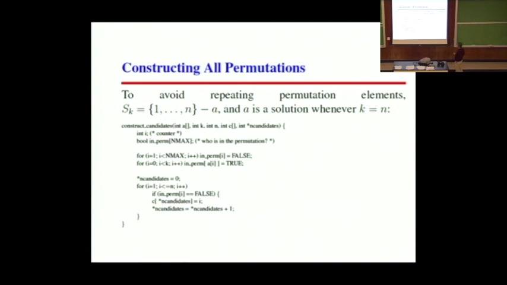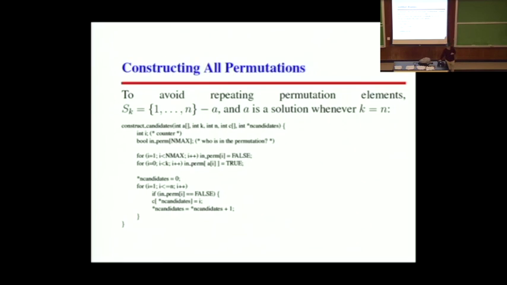For mine, I did the construct candidates the same way that he did. Basically, I set up a Boolean vector perm and said, is every item in the permutation? Originally, no. Then I went through all the elements of my partial solution and set the ith bit true if i is in the permutation. And then what did I do to construct my candidates? I went through my bit vector and said, if the item is not in the permutation, add it to the candidates and increment the number of candidates by 1. Any questions about that?